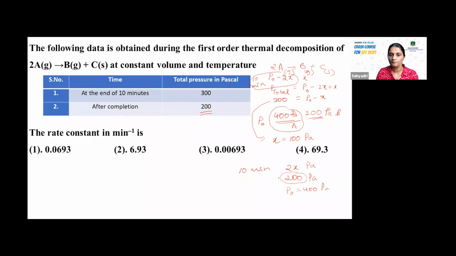So what is T half? This indicates T half is 10 minutes, because this change happens within 10 minutes. So what is the question? Rate constant is asked. Rate constant K is equal to 0.693 divided by T half. T half is 10 minutes, so 0.693 divided by 10 gives 0.0693 as the answer. Clear? Have you understood this question?